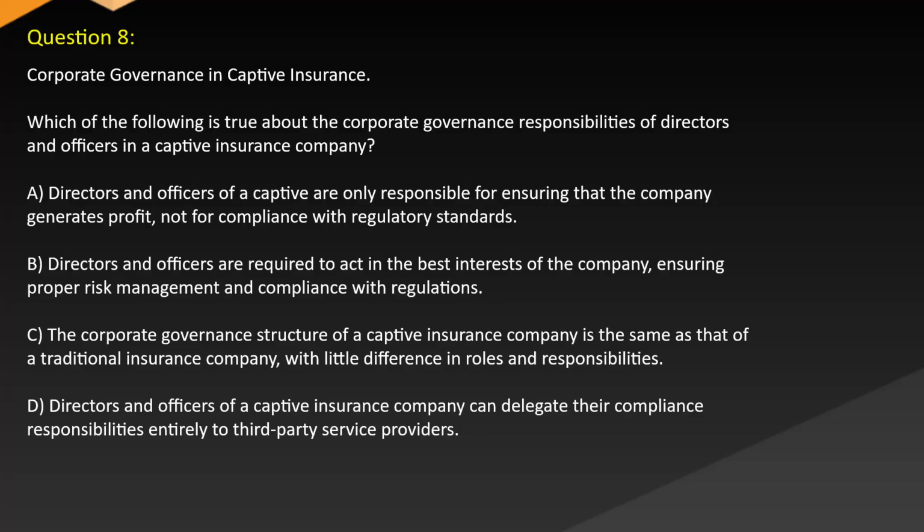A. Directors and officers of a captive are only responsible for ensuring that the company generates profit, not for compliance with regulatory standards. B. Directors and officers are required to act in the best interests of the company, ensuring proper risk management and compliance with regulations. C. The corporate governance structure of a captive insurance company is the same as that of a traditional insurance company, with little difference in roles and responsibilities. D. Directors and officers of a captive insurance company can delegate their compliance responsibilities entirely to third-party service providers.